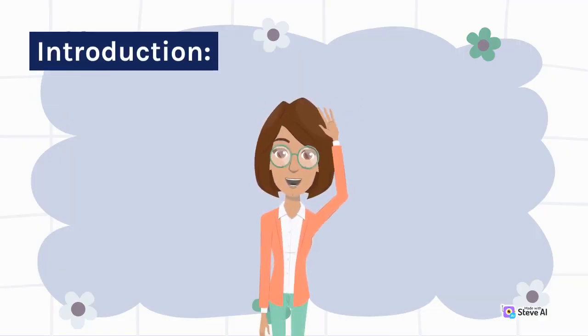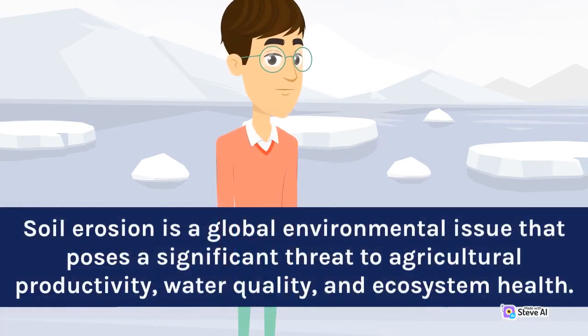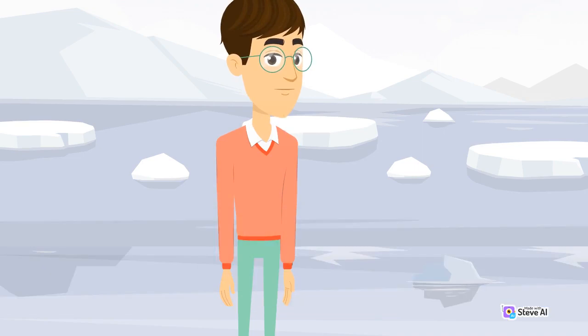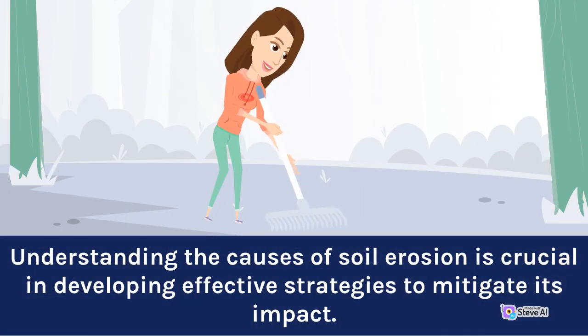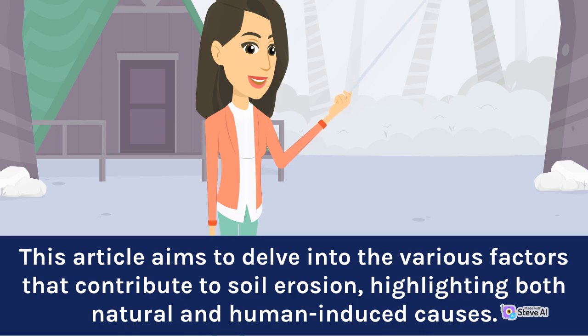Introduction. Soil erosion is a global environmental issue that poses a significant threat to agricultural productivity, water quality, and ecosystem health. Understanding the causes of soil erosion is crucial in developing effective strategies to mitigate its impact. This article aims to delve into the various factors that contribute to soil erosion, highlighting both natural and human-induced causes.